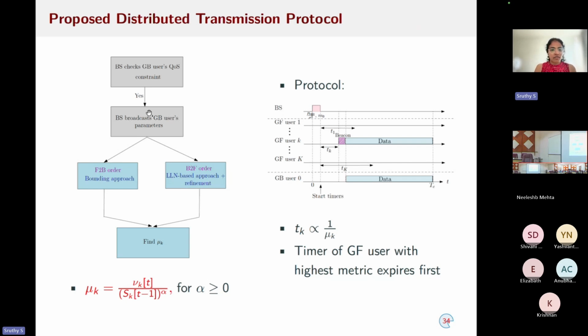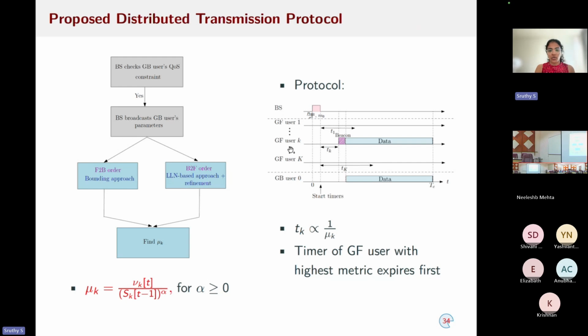If it's yes, then the base station broadcasts the grant-based user's parameters to all the grant-free users. And after hearing this, each grant-free user finds the metric by doing the F2B order and B2F order. After finding the metric, each grant-free user sets a timer which is inversely proportional to the metric. And the timer of the grant-free user with the highest metric expires first.